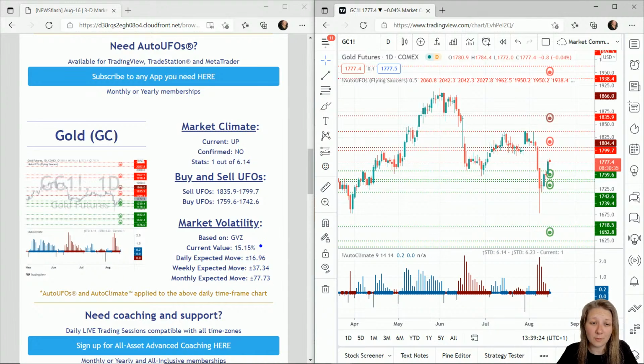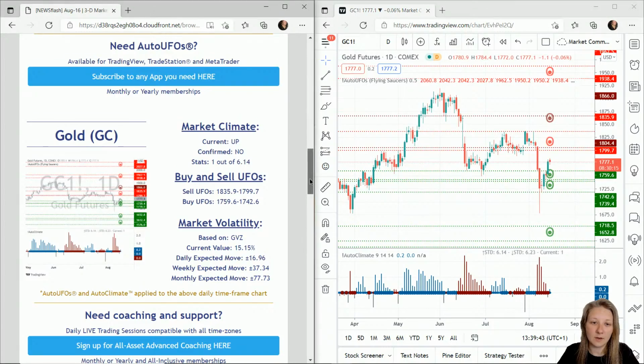Now, in terms of movement on gold, we'd expect movement up or down in 1 year of 15.15%, which is 16.96 points up or down in a day, 37.34 points up or down in a week, and 77.73 points up or down in a month.